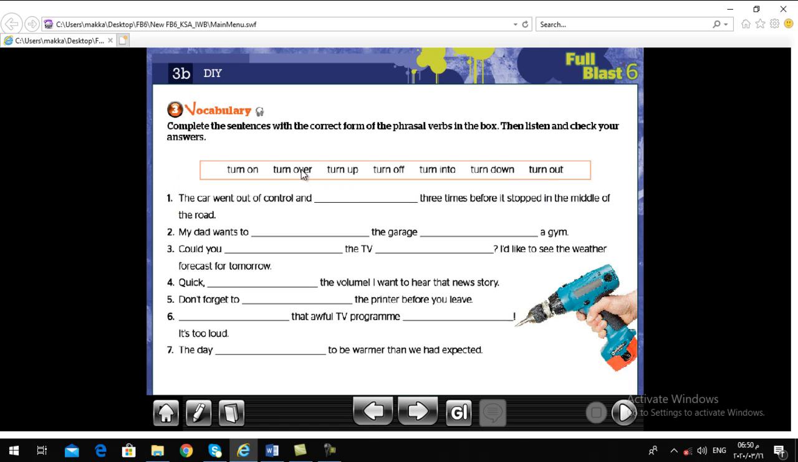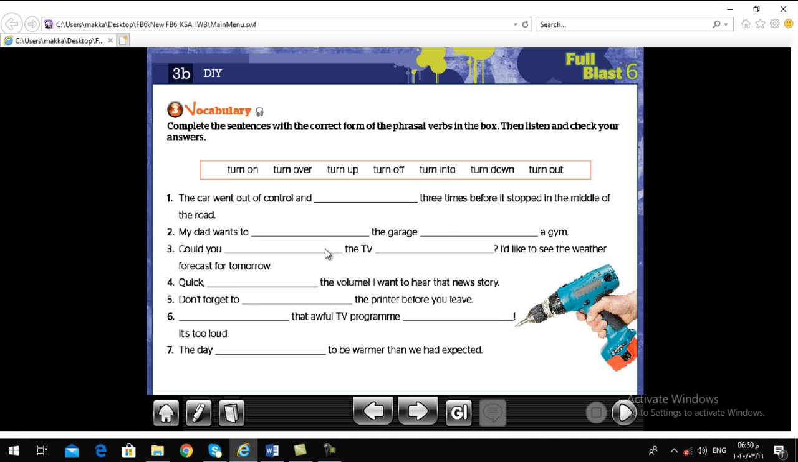Okay, so as you see, turned over. The car went out of control and turned over. Number one, turned over means to be upside down. Listen to the second. My dad wants to turn the garage into a gym. So the second one is turn into, to make it become, means to change or become.